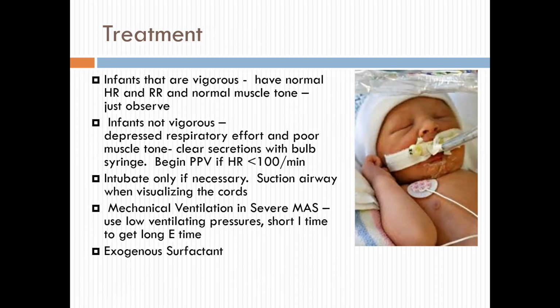And this is just repeating what we said. If the infant is vigorous, and vigorous means they're moving their arms and legs, they've got good respiratory effort, good heart rate, we just observe. But if they're not vigorous, they have depressed respiratory effort, they have poor muscle tone, it says at this point, you clear the secretions with a bulb syringe and begin PPV if the heart rate is less than 100. Intubate only if necessary. Suction the airway when visualizing the cords.